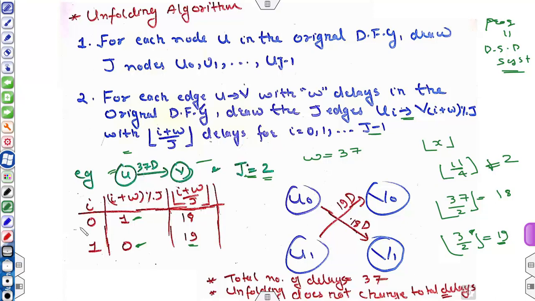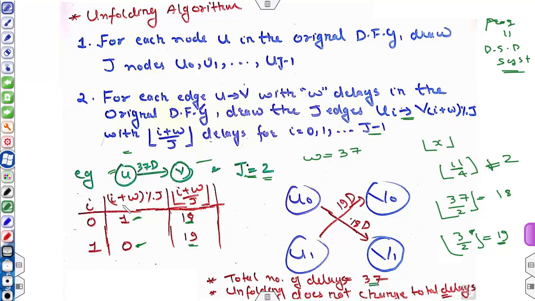Okay, so this u of 0 will be connected to v of 1, so u of I will be connected to v of I plus w mod j. So u of 0 will be connected to v of 1, and u of 1 will be connected to v of 0. Okay, and this is the number of delay elements on that edge. So 0 to 1, this is the edge, and 18 is the weight of this edge. Total number of delays in this 2 times unfolded version is 19 plus 18, that is 37.